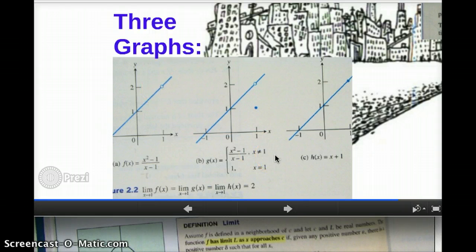Now, that doesn't mean we can't take the limit of a normal point. This last graph is just a regular old linear graph. And the limit of this one is also 2, even though the value is perfectly well defined. Don't forget the simple examples.